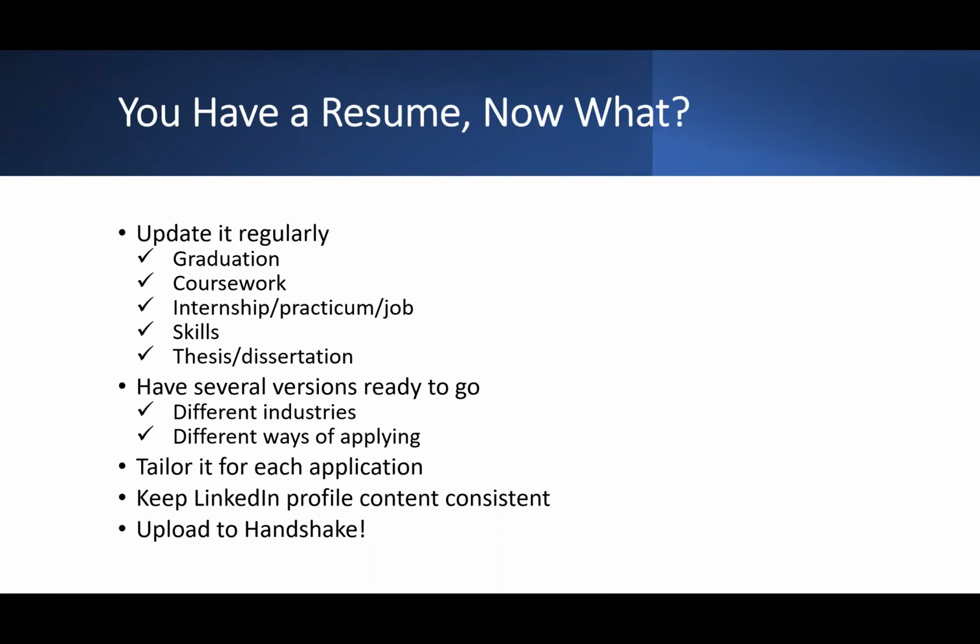The other way that you want to have different versions ready to go is to keep one copy as a Word document and one as a PDF. So the PDF version is one that you would email out if somebody requests an emailed version of your resume. If you are applying online, then the Word document works better through what we call the ATS, or the automated tracking system. And that is something I'm going to talk about in more detail.